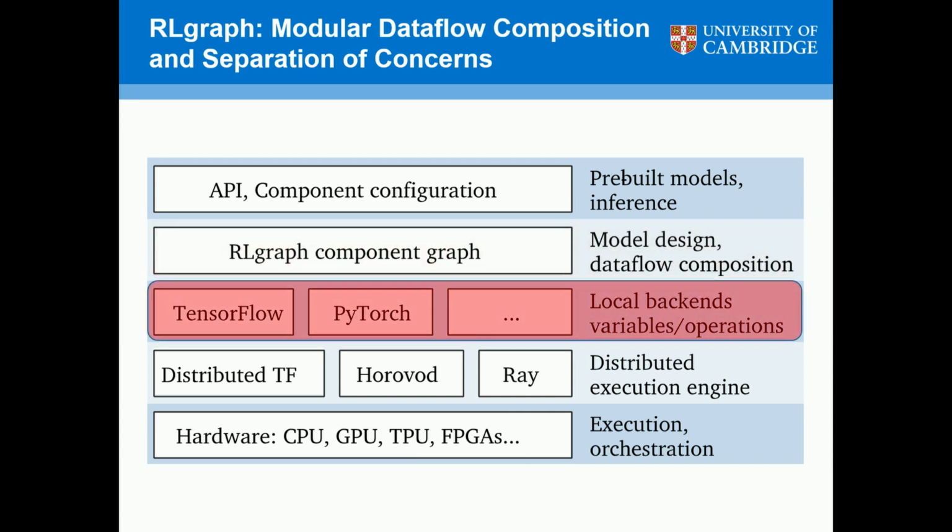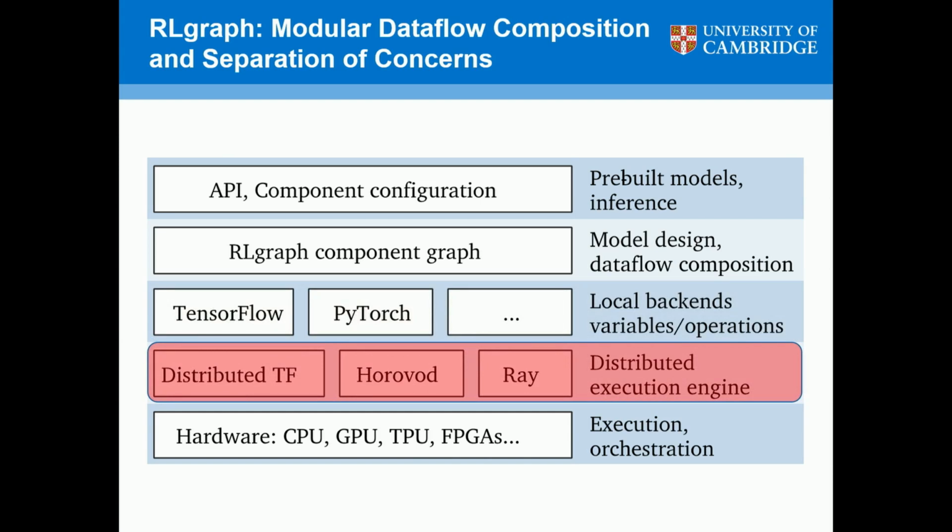And separate from that, we have the local backend layer. We support TensorFlow and PyTorch currently, meaning both paradigms, static graph as well as define-by-run. And the TensorFlow and the PyTorch code is nicely encapsulated in special functions, so you can easily in the future add support for a third backend, such as TensorFlow 2.0 and others.